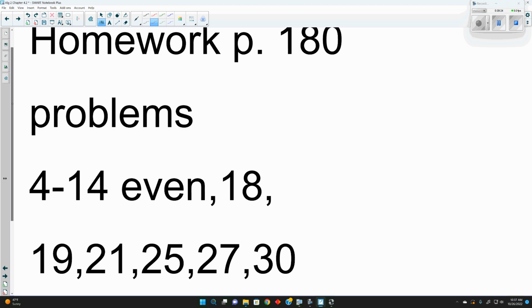But that is it. That is it for 4.2. And they call Pascal's triangle also the factor tree, because it helps us factor out different things.